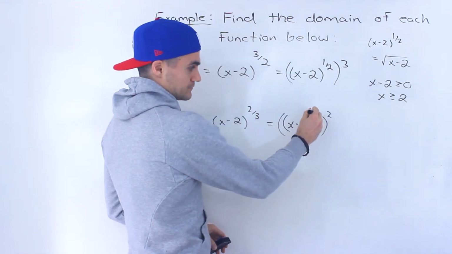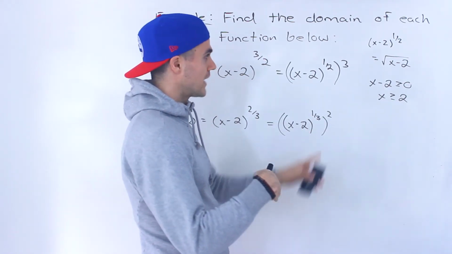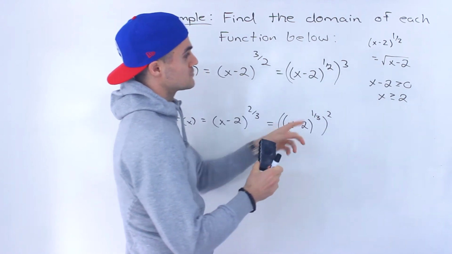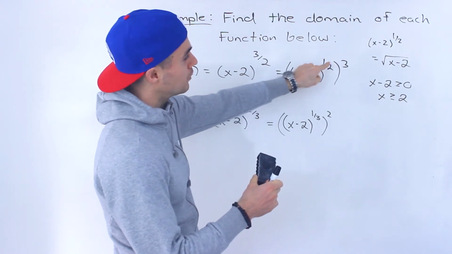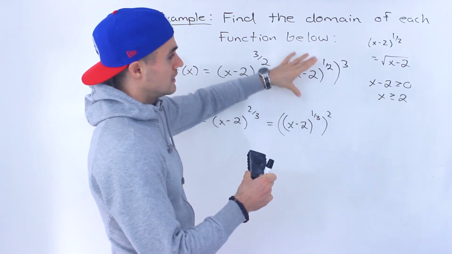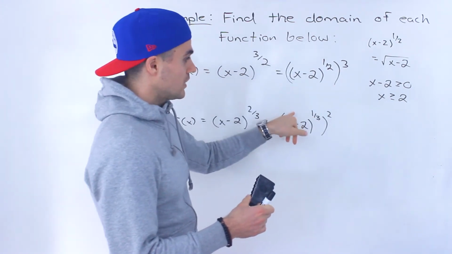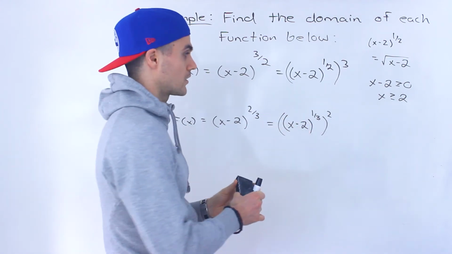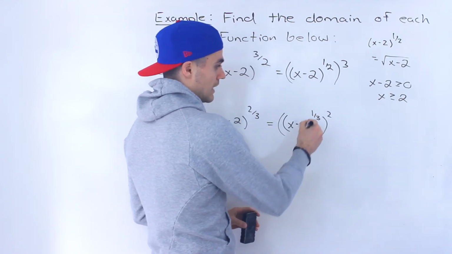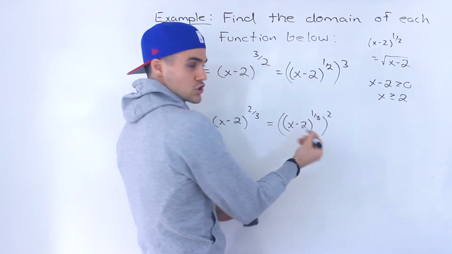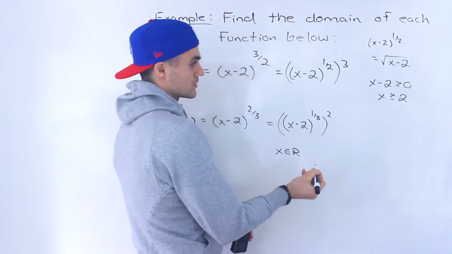But over here, we're third rooting it. And you can take the odd root of a negative number. You can't take the even root of a negative number. So if this was like 1 over 2 or 1 over 4, 1 over 6, 1 over 8, any even number over here instead of the 2, then this would still be the domain. But over here, we could take an odd root of a negative number. So we could take the third root, the fifth root, the seventh root. And so over here, there is no restriction on x. So over here, x is an element of real numbers.